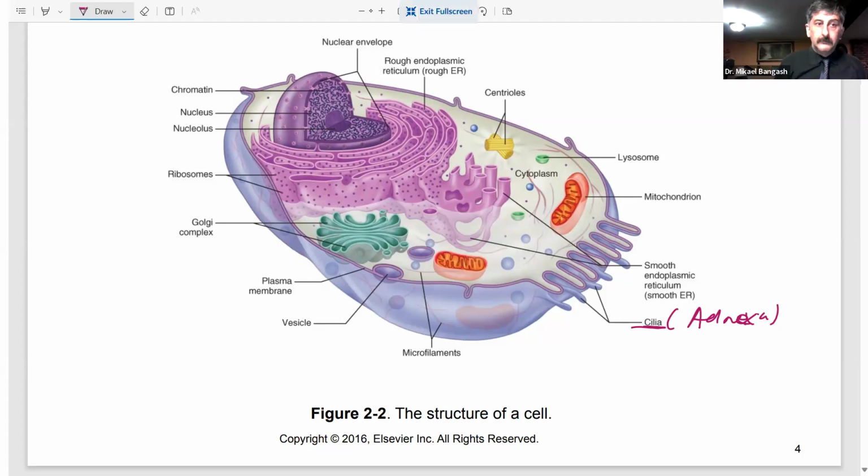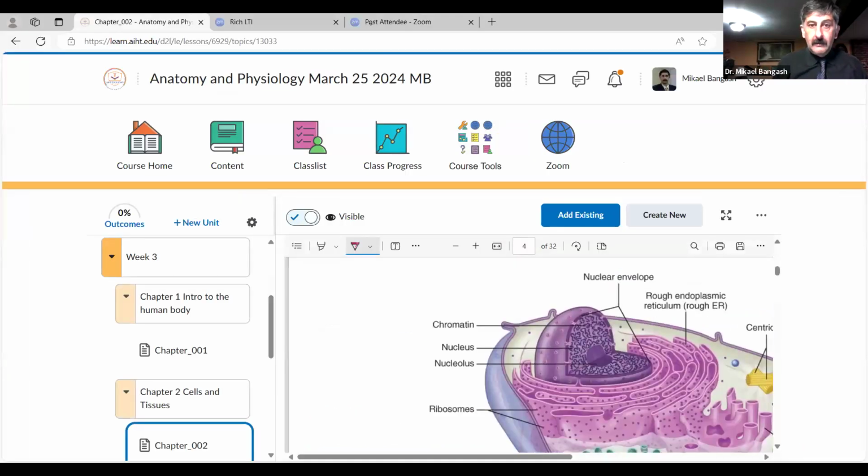Most likely, not today. I don't think we're going to get that far today, but on Monday we will come across and mention what cilia are and what other kinds of specialized organelles there are. Okay, good. Now, any questions so far? Any questions? Okay. Good.